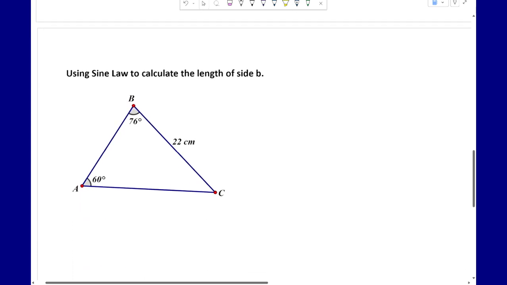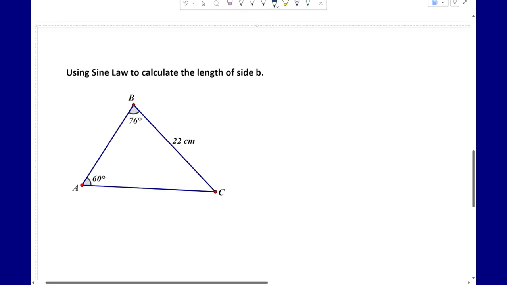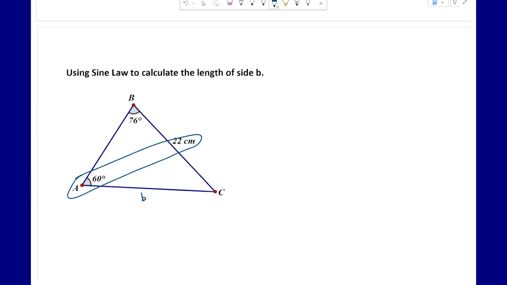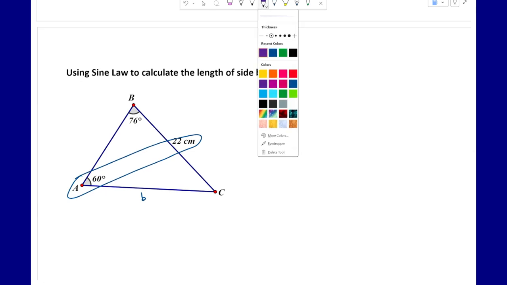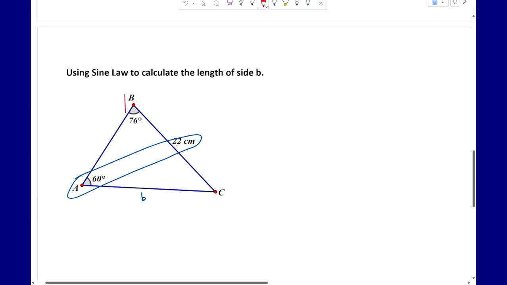We want to use the sine law to calculate the length of side B. Side B is down here, across from angle B. Now my goal with using this sine law is to find a full pair and a half pair. I see a full pair here, an angle and its side, and I see a half pair here because I just have the angle, I don't have the side.